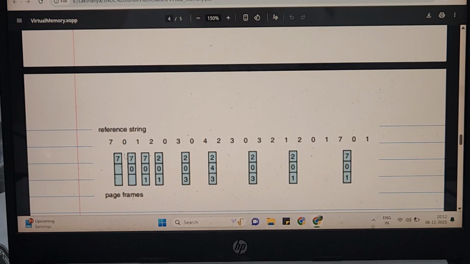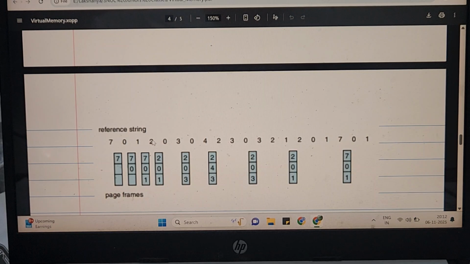So same reference string, same 3 frames, 7, 0, 1 as usual. Now I want to put in this 2. All these 3 are full. What I'll do is I will see which of these I will not need for a long time, 7, 0 or 1. So I am here at this 2. 0 immediately after this I will need. So it is not a good idea to replace this 0 with the 2.